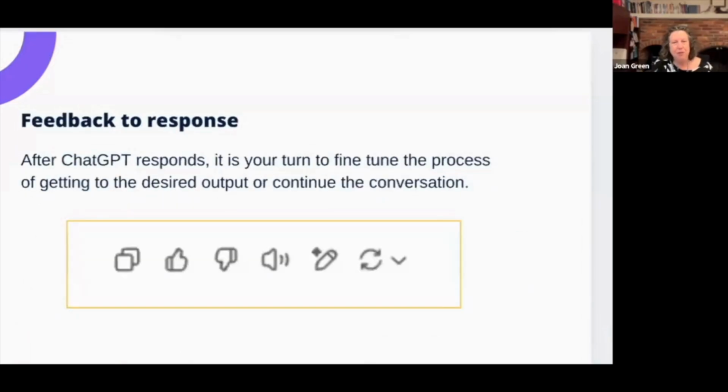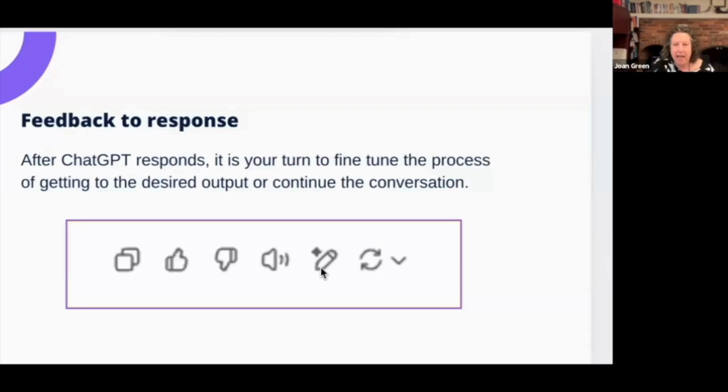And then after it gives you the response, you want to give it feedback. It's the iteration back and forth. So these are the symbols that will show up at the end of the response. This first one is if you want to copy the response. The second one, thumbs up, you like it, you don't like it. This is how to have it read out loud to you. And then this is the canvas mode, this little pencil. And that's something new in there where you can edit it and go back and forth.